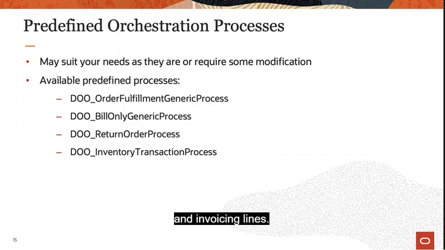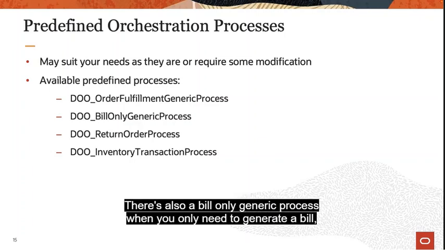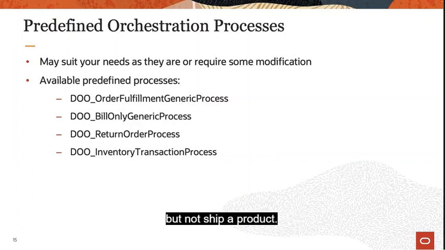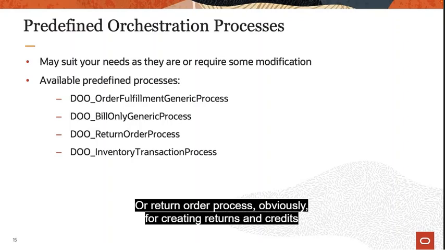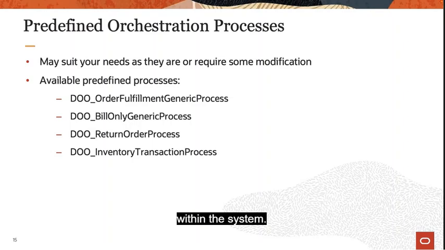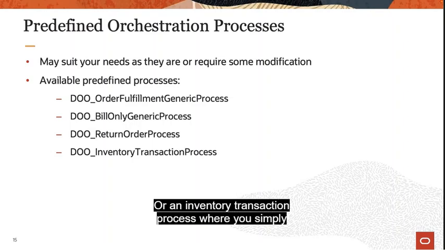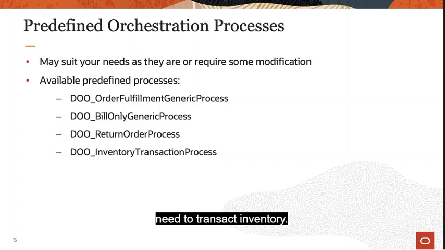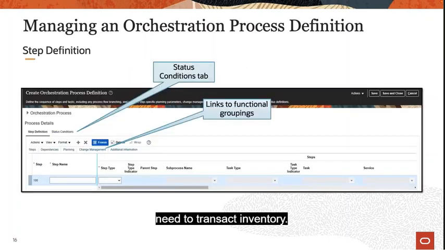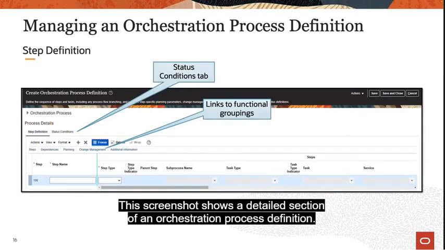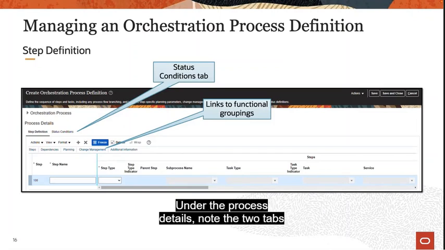There's also a bill-only generic process when you only need to generate a bill but not ship a product, or a return order process, obviously for creating returns and credits within the system, or an inventory transaction process where you simply need to transact inventory. This screenshot shows a detailed section of an orchestration process definition. Under the process details, note the two tabs for step definition and status conditions.